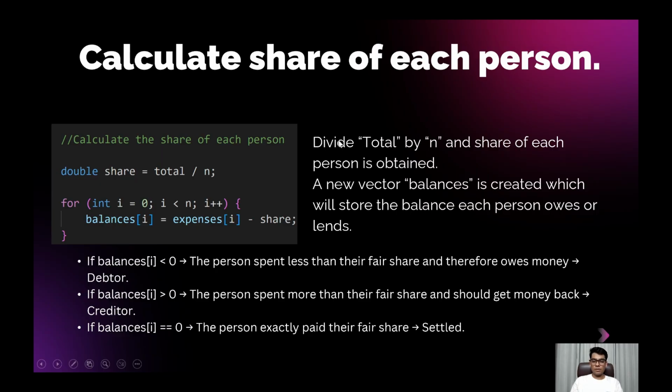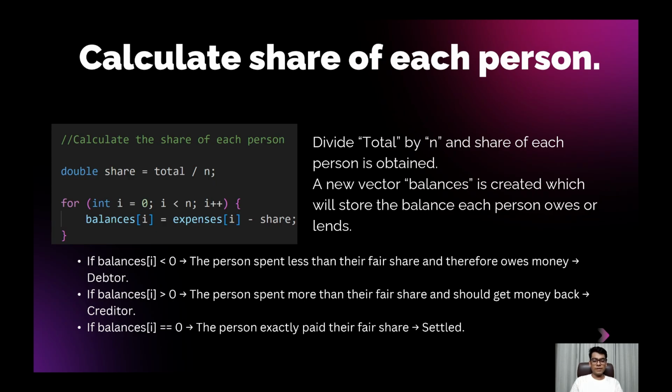So, we have clearly seen, divide the total by n and that is the share of each person. Then, if the balance is less than 0, the person spent less than their fair share and therefore owes money and is a debtor. For example, if person A paid 100 rupees, however the share was 200, then 100 minus 200 would be minus 100. Therefore, the person is a debtor and he has to pay 100 rupees more to someone. That someone we don't know right now and it would be calculated further by using a certain algorithm.